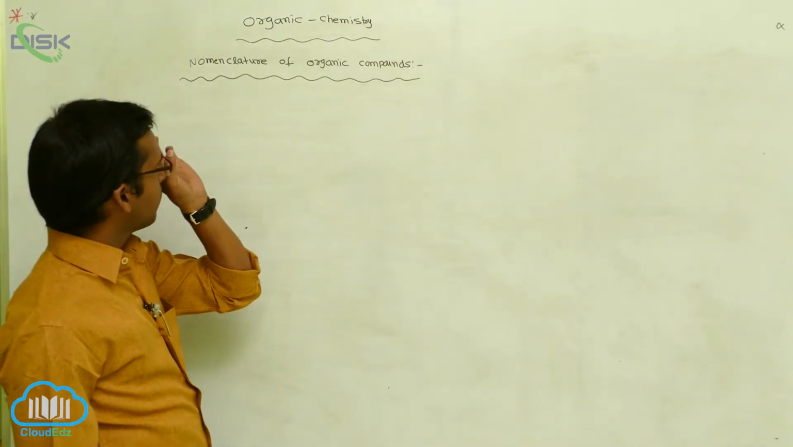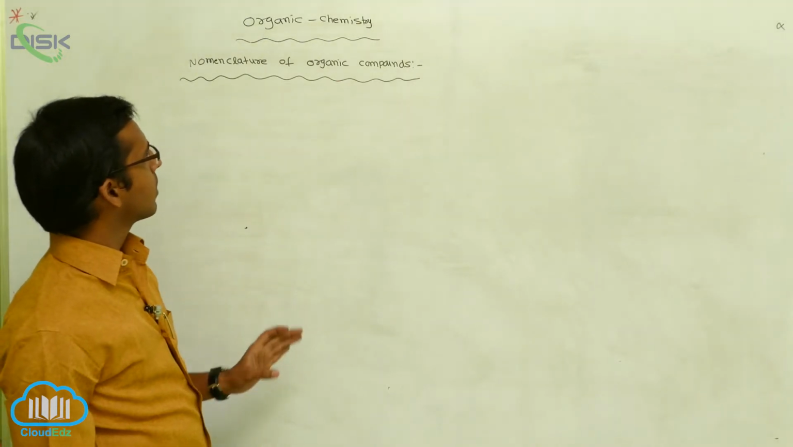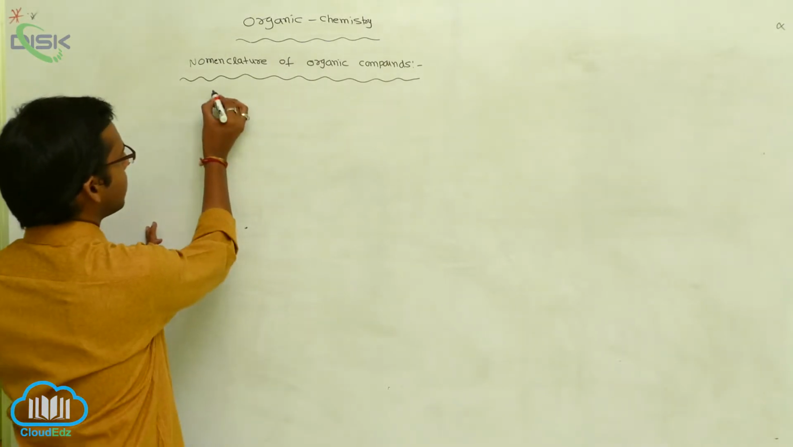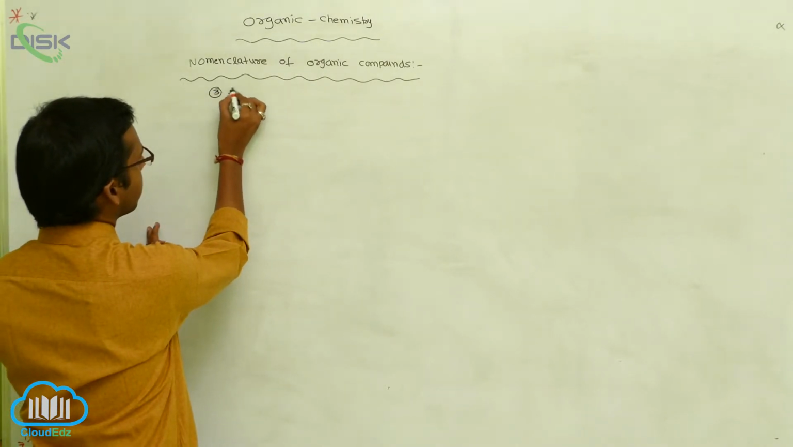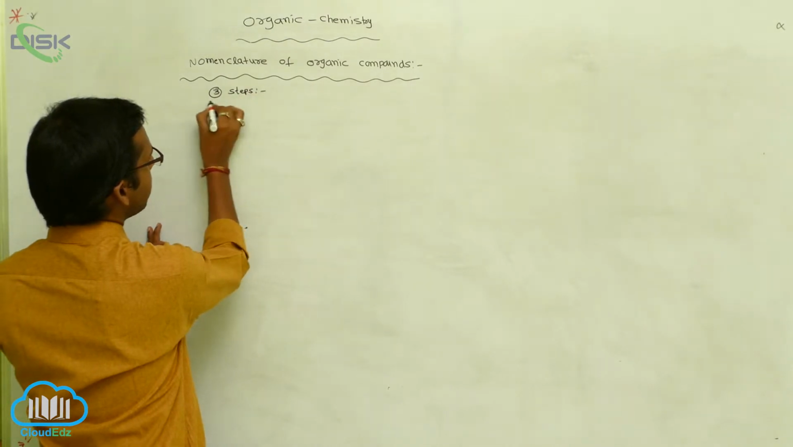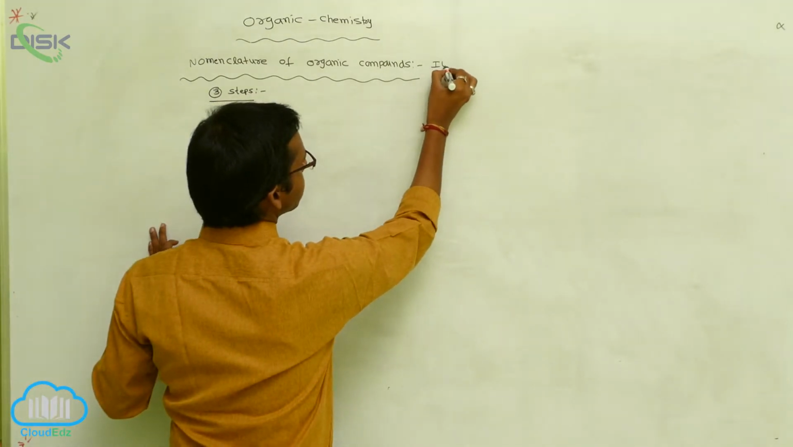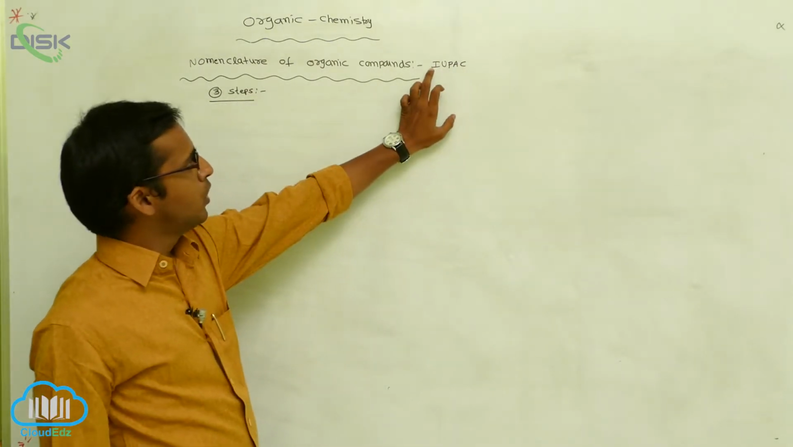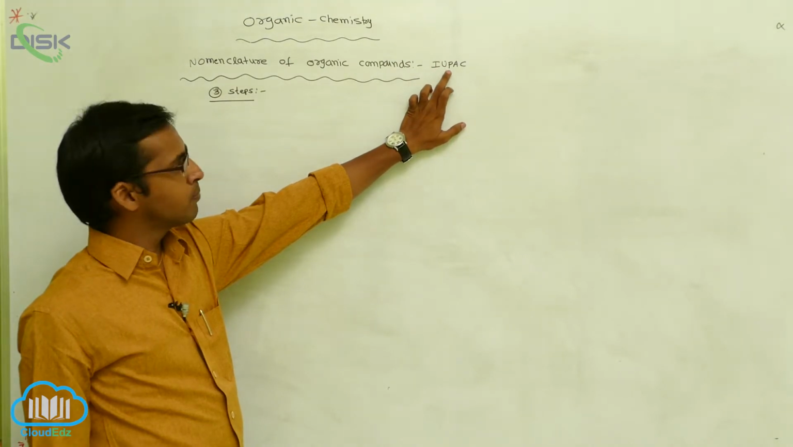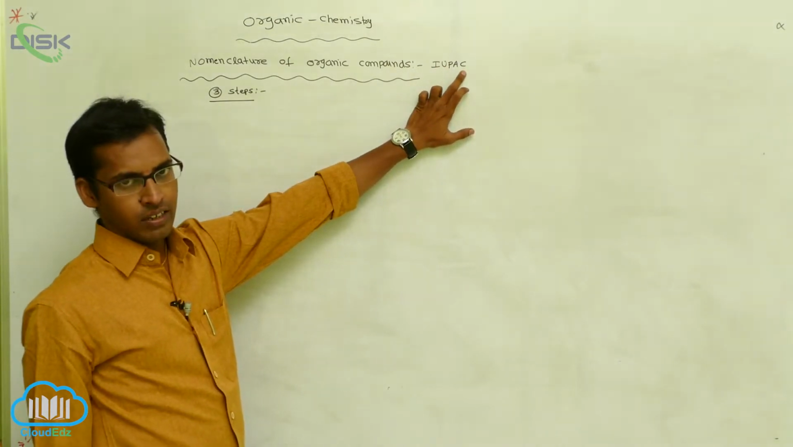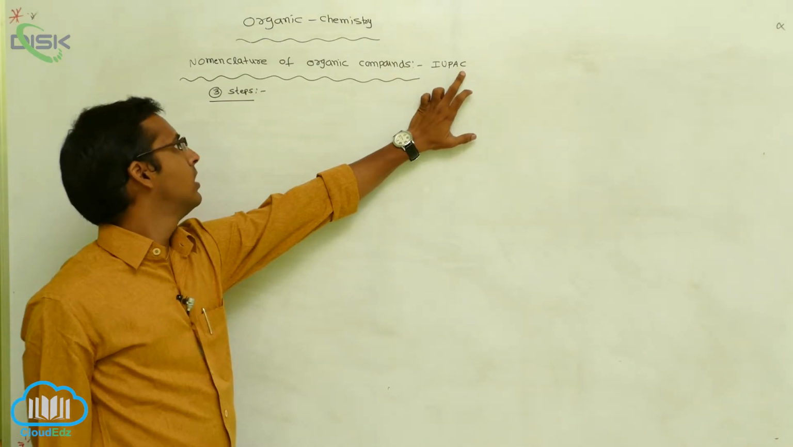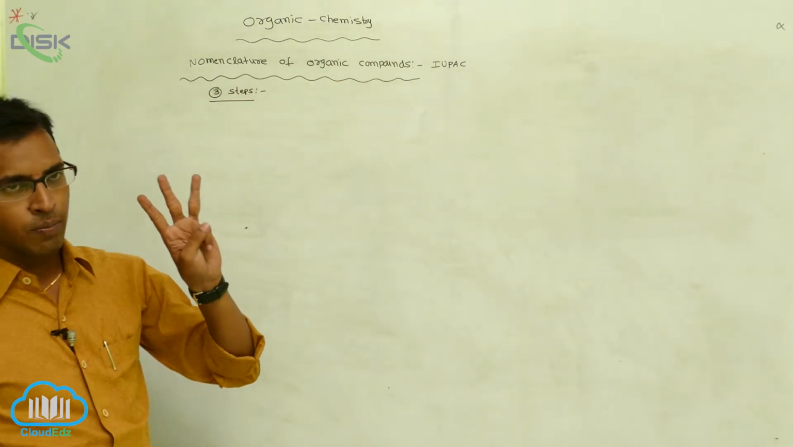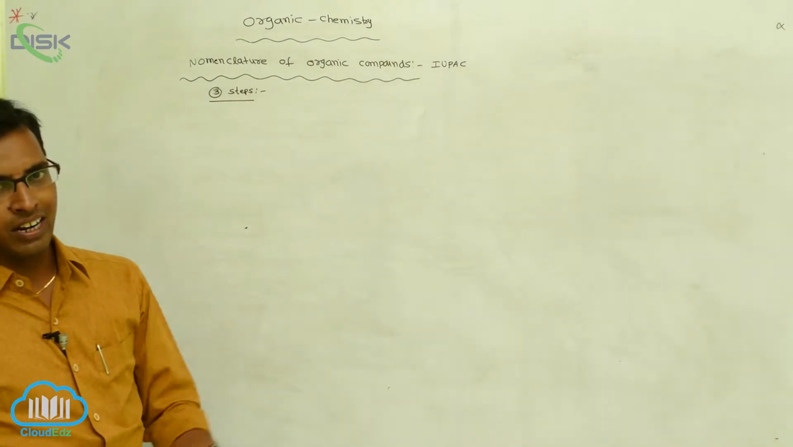Systematic nomenclature is a systematic procedure for giving the name for organic compounds, and generally it involves 3 steps. This nomenclature is according to IUPAC, which means International Union of Pure and Applied Chemistry. According to IUPAC, the nomenclature of organic compounds involves 3 steps, and based on these 3 steps, we give the name for organic compounds.